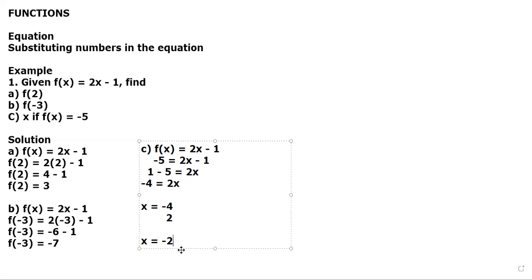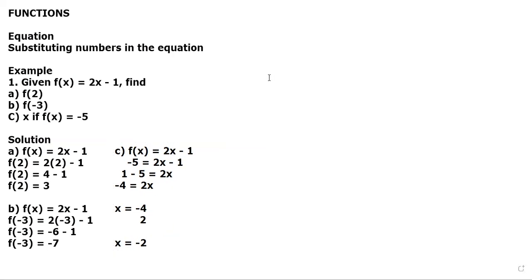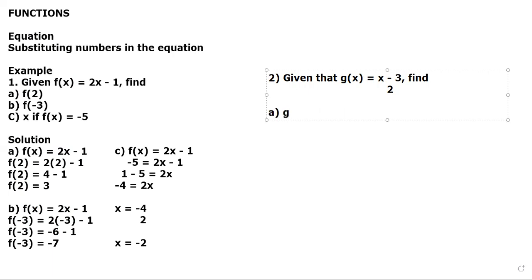Then let's have the second example. So given that g of x is equal to x minus 3 divided by 2. Find number 1, g of 7 or g of 9, anything.